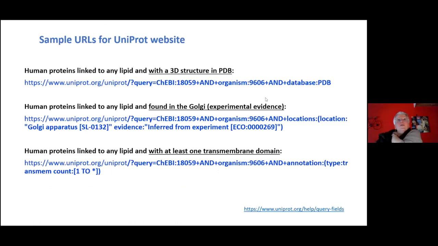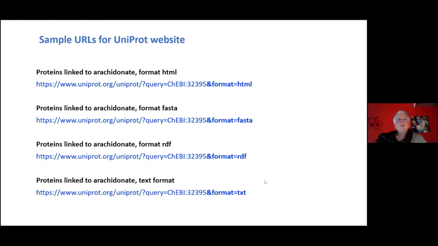There are quite a lot of different queries you can do on the UniProt website. You can look at all the enzymes which are linked to lipid, which have a 3D structure. You can look at all the proteins which are linked to lipid, which are found in the Golgi. You can look for proteins linked to lipid which contain at least one transmembrane domain. If you go to this link here, you will see other examples of complex queries which can be done with the UniProt website. You can also download your query in different formats: HTML, FASTA, RDF, or text. And that's it.